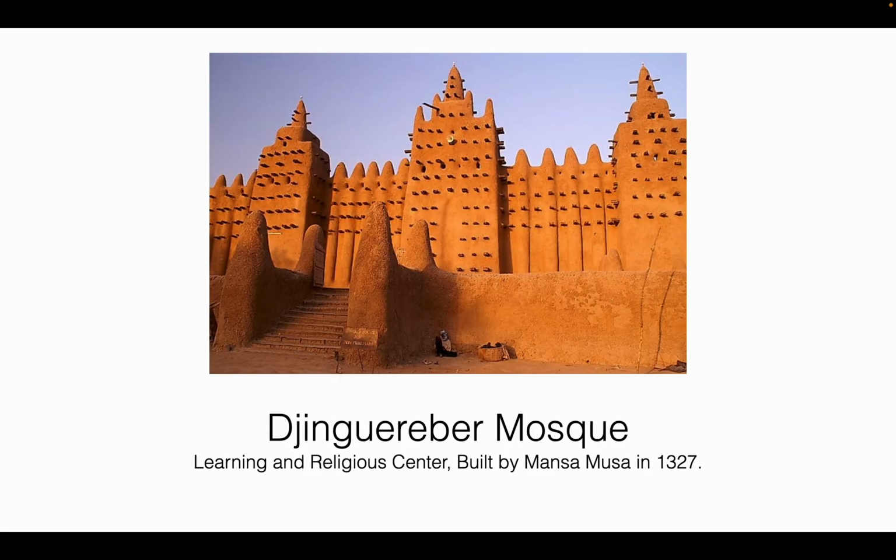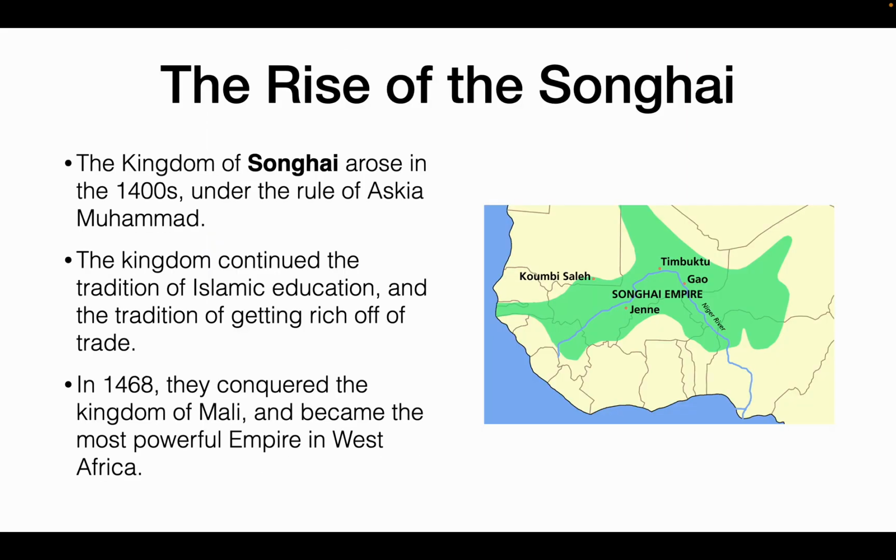So this is the mosque in Timbuktu. It was also a religious and learning center built by Mansa Musa in 1327. So you see, he built great works during his time.